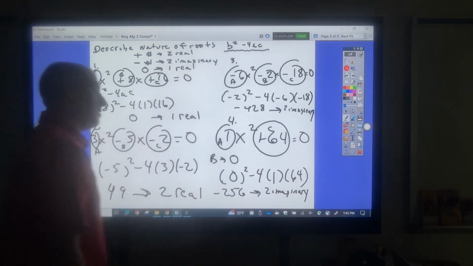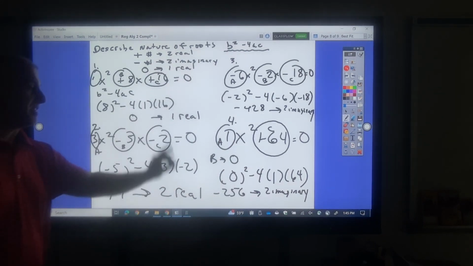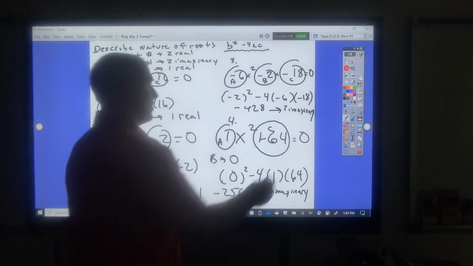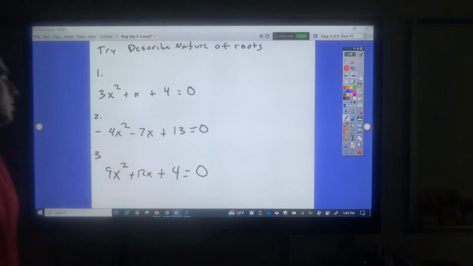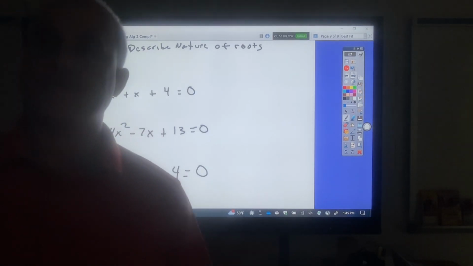Okay? All right? And so this means the graph crosses once. This means the graph crosses twice. The imaginary means it doesn't cross the x-axis at all. Okay? All right? So you can go ahead and pause your video and describe the nature of the roots. Okay? And that's going to conclude the quadratics lesson for complex numbers.